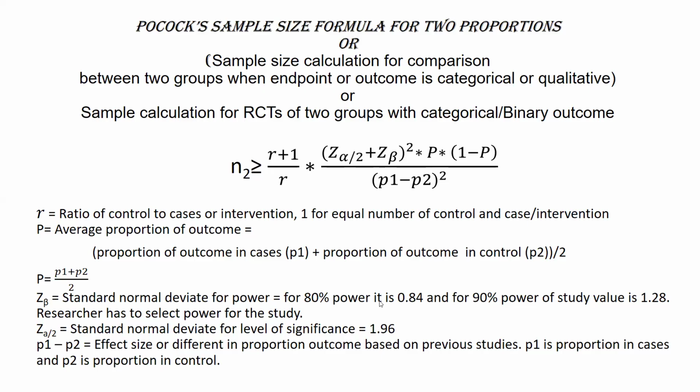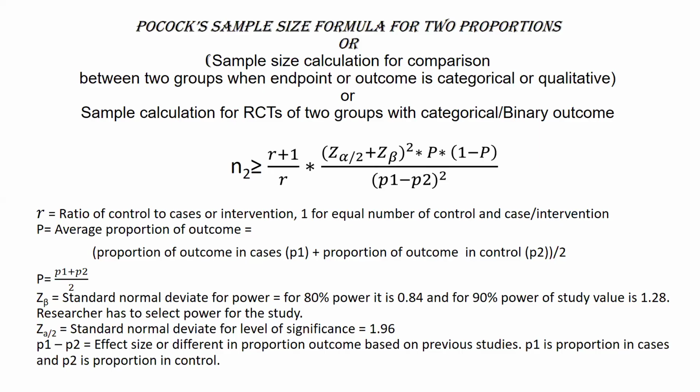Okay. So what will be 1 minus P? If we calculated P, so what will be 1 minus P here in this formula? 1 minus P. Yes, it's 60% or 0.6. Very good. And what will be P1 minus P2? Please tell me. P1 minus P2.